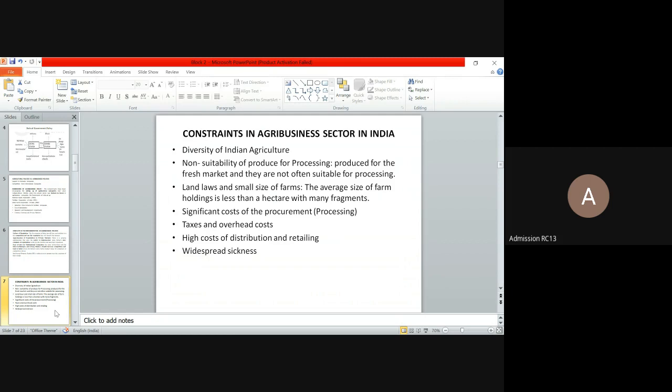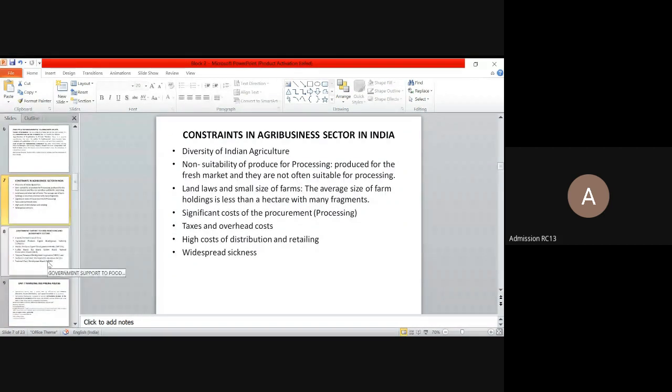Next, high cost of distribution and retailing, because bringing produce from one location in the state to another point of the state where the demand is, requires a high cost of distribution and retailing. And widespread sickness is nothing but many of the organizations are not making profit, they are ending up as sick units, and they are closing, they are liquidating. So that is also one of the constraints for the agribusiness sector in India.